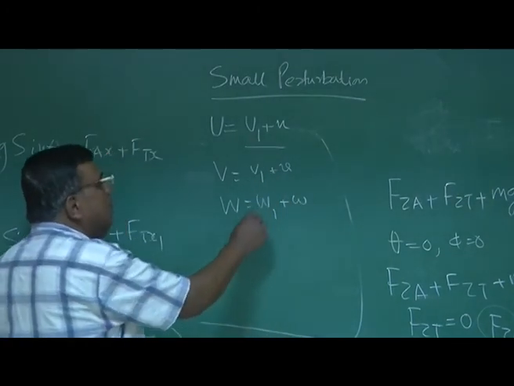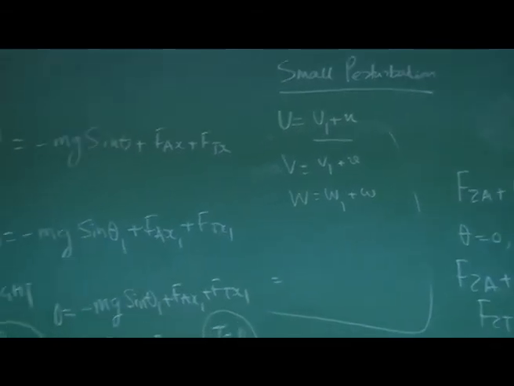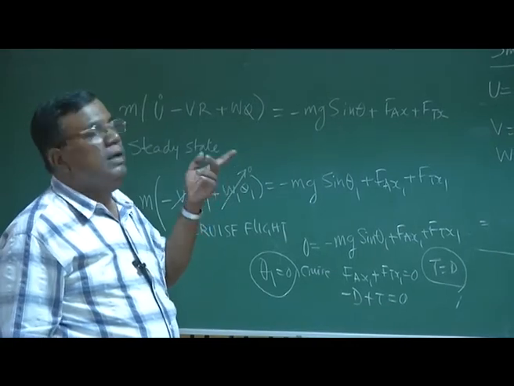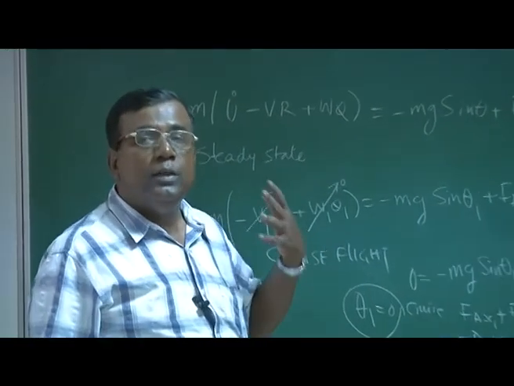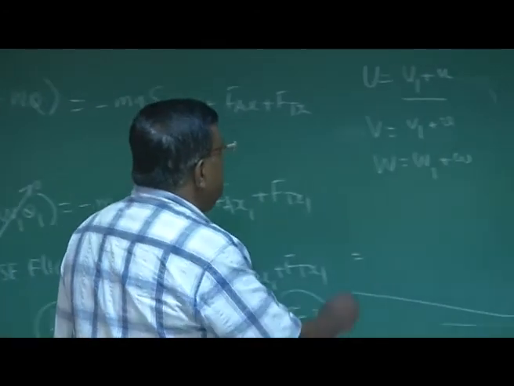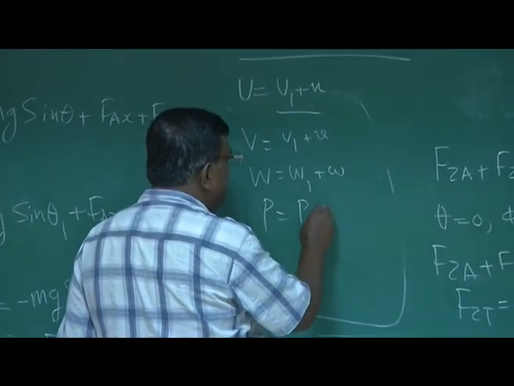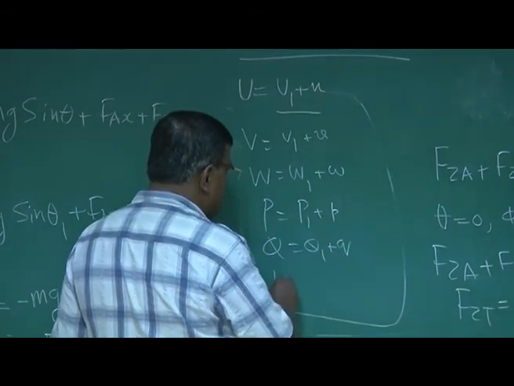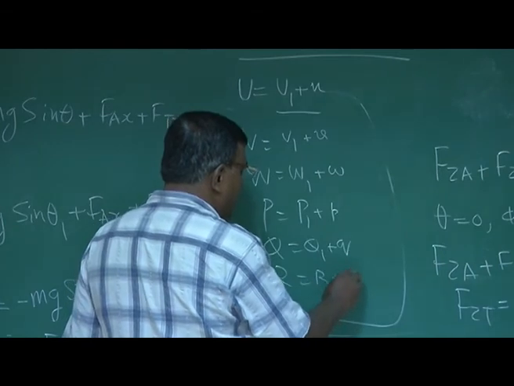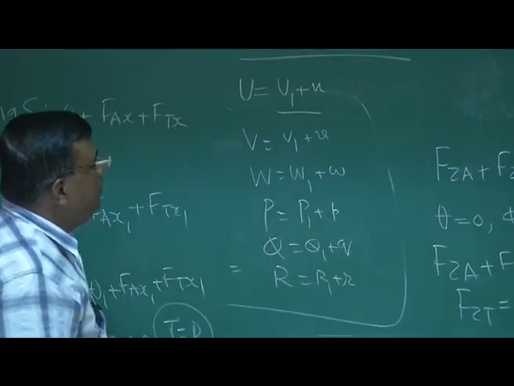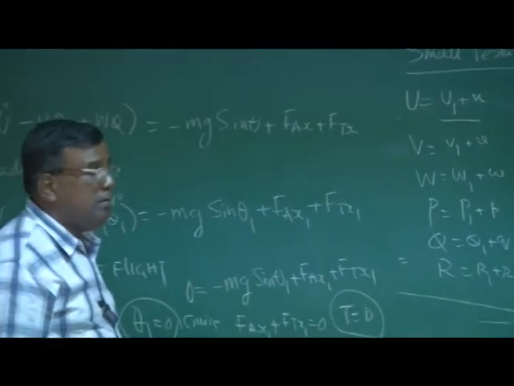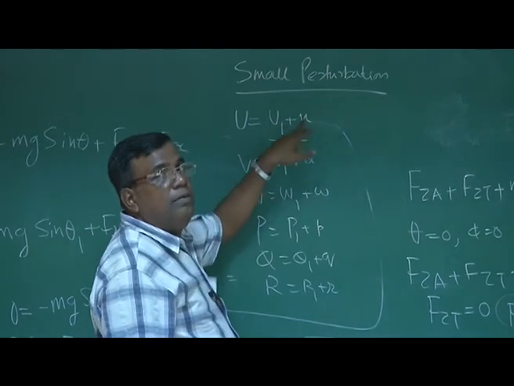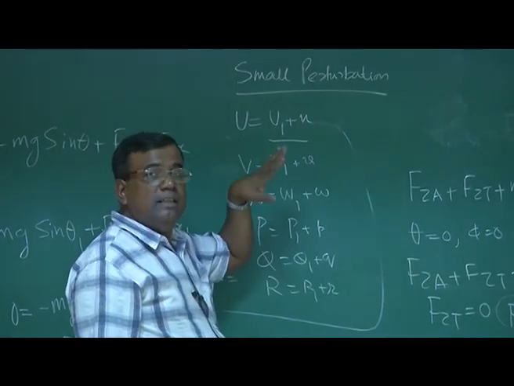So what are U1, V1, W1? They are the quantities at the steady state. For example, if cruise is our equilibrium point, then the values of U1, V1, W1 are at cruise flight. Okay. And then P, I will write as P1 plus small p, Q as Q1 plus small q, R equal to R1 plus small r. And we should also note one thing, since we are talking about small perturbation, that means the product of two perturbed quantities will be negligible enough to be neglected from the analysis. This assumption also we will have.